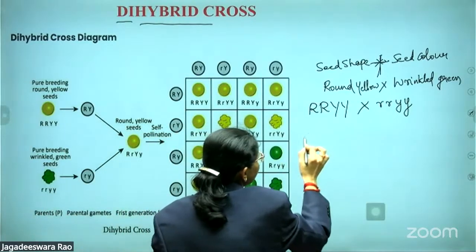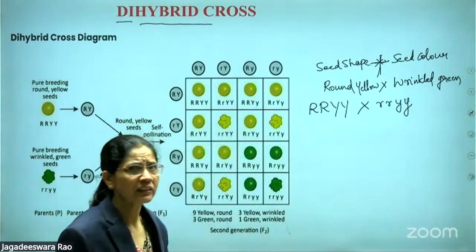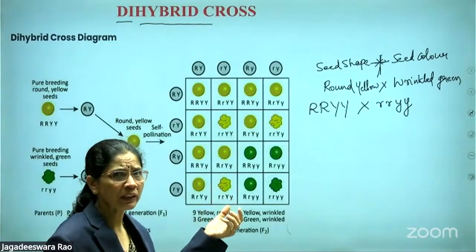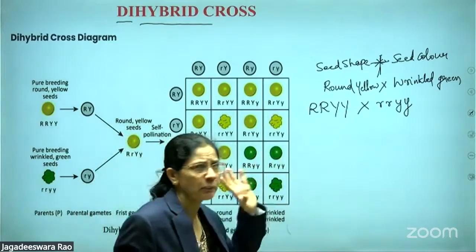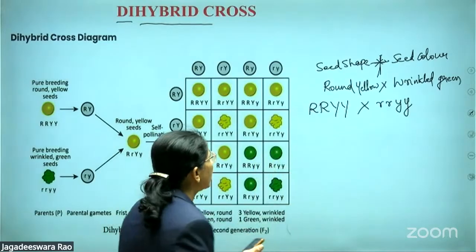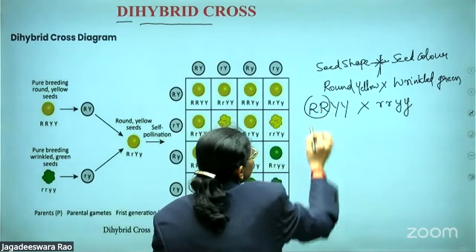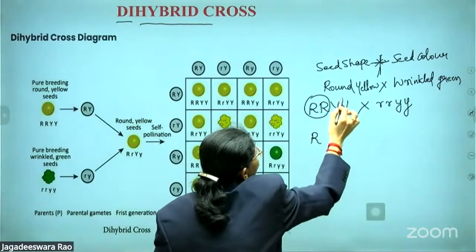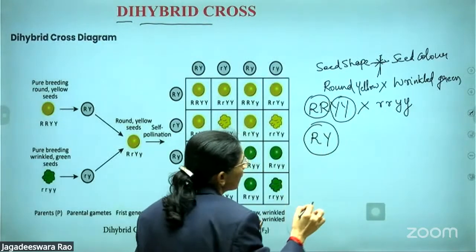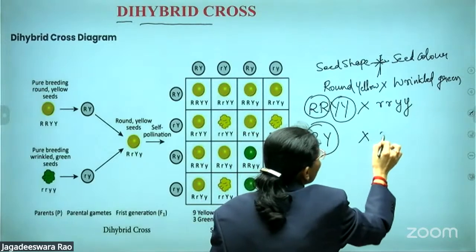Now gametes. Whenever we are taking the gametes, the alleles for a particular character have to be present in the gamete, one allele for a particular character. See, for roundness, one allele, so capital R. For yellowness, one allele, so small r, capital Y. Here again, small r, small y.